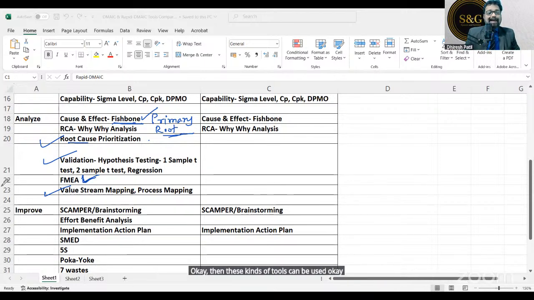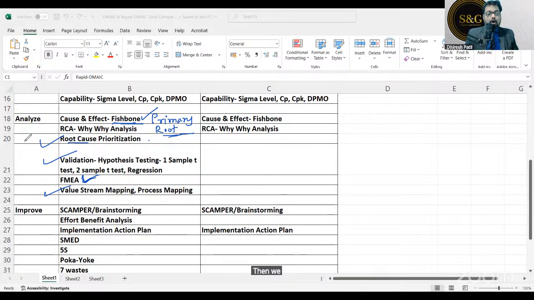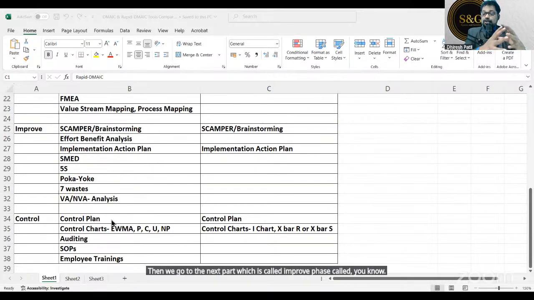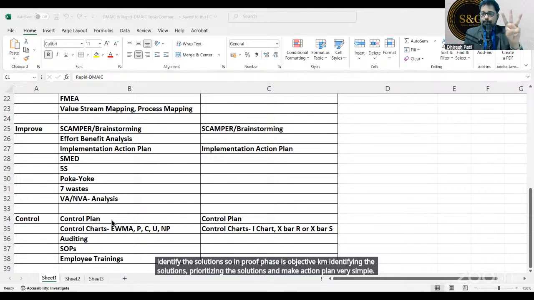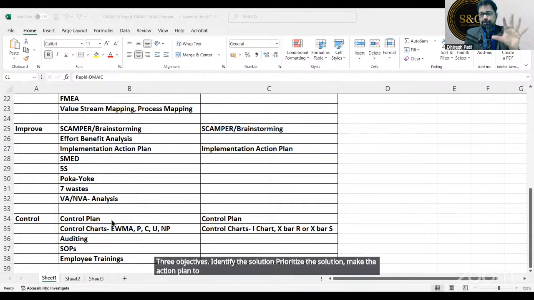Okay. Then once the root cause validation is done, we go to the next part, which is called the improve phase, to identify the solutions. So what is the improve phase's objective? Identifying the solutions, prioritizing the solutions, and making an action plan. Very simple, 3 objectives. Identify the solution, prioritize the solution, make the action plan to implement the solution. This is what we do in the improve phase.